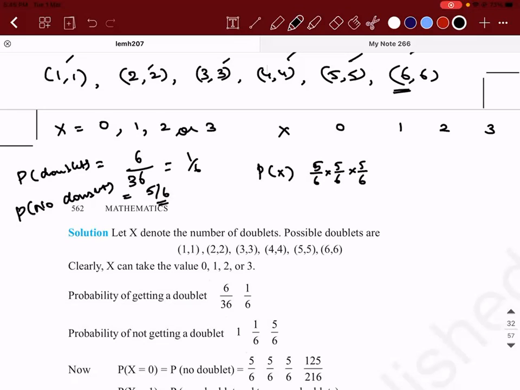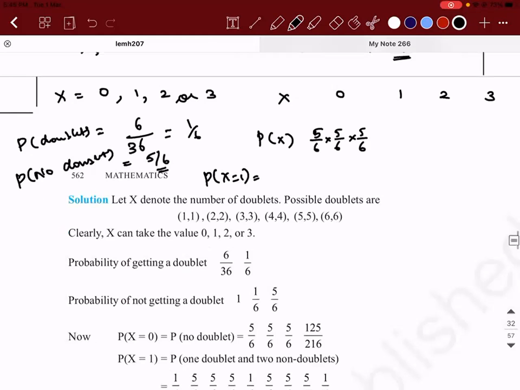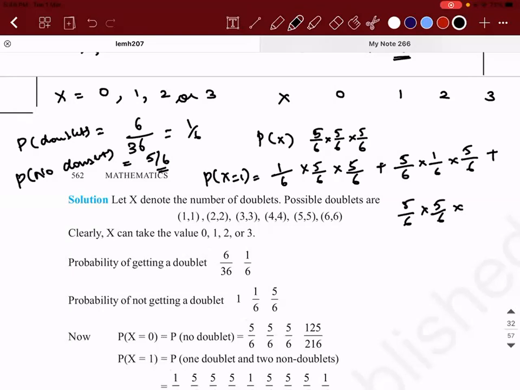So what is the probability for X equal to 1? This is the tricky part. First time you can get a doublet, second time and third time you will not get a doublet. Or first time you will not get one, second time you will get one, and third time you will not. Or first time and second time you will not get one, but third time you will. Did you understand what I wrote here?